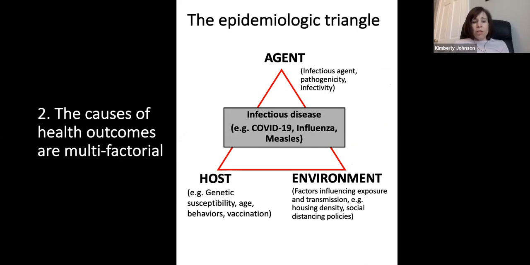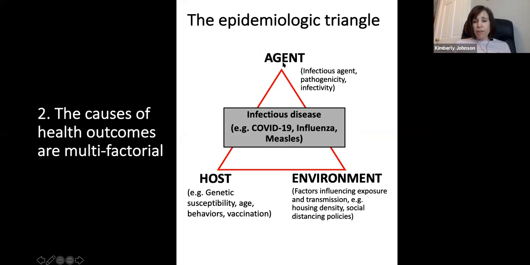So number two, the causes of health outcomes are multifactorial. One way to think about this, probably one of the older ways of thinking about the multifactorial causes of health, is what's referred to as the epidemiologic triangle. So you're going to find this in every intro to epi textbook. And this triangle works well for infectious diseases where you have a combination of factors that cause a person to have disease.